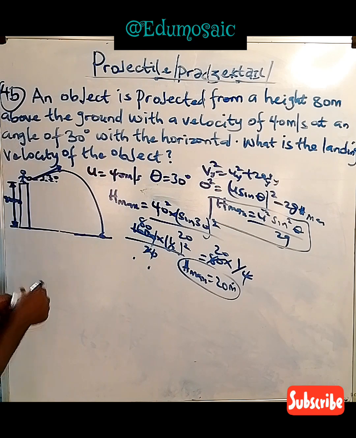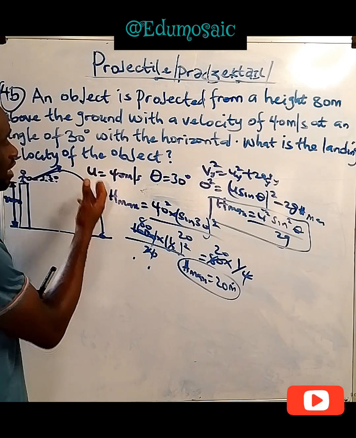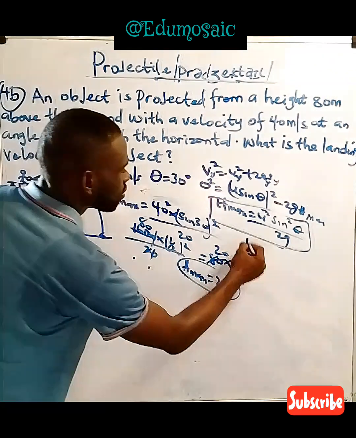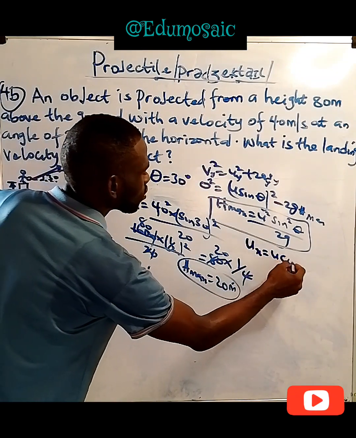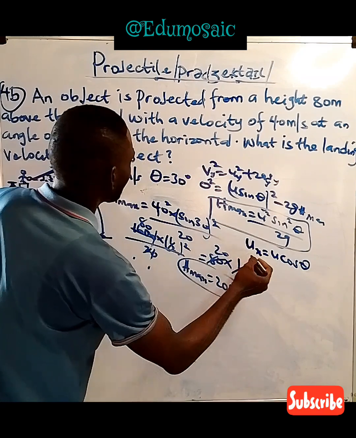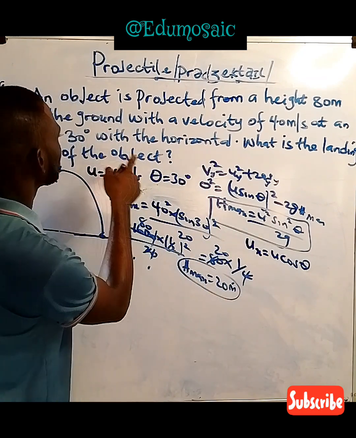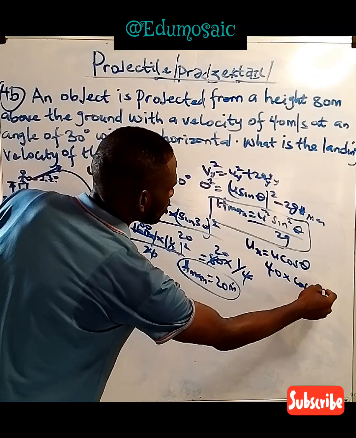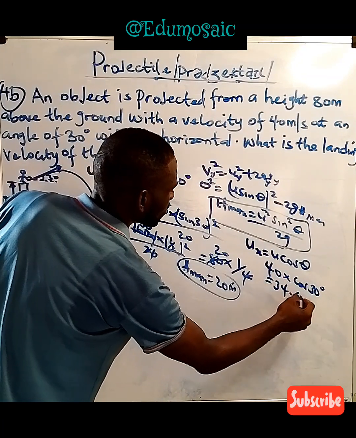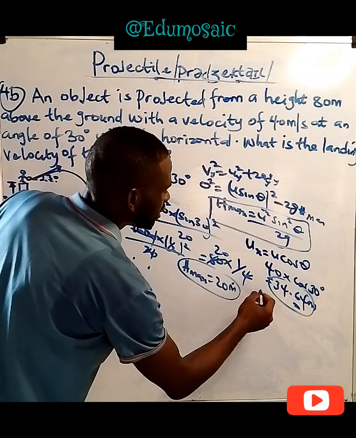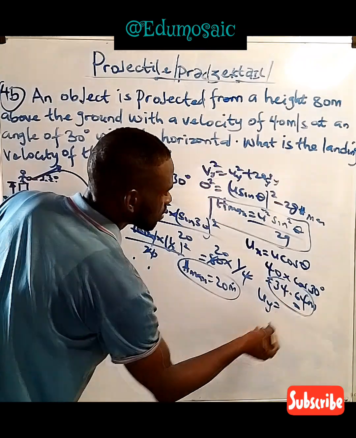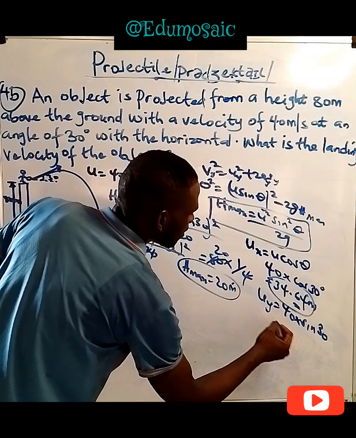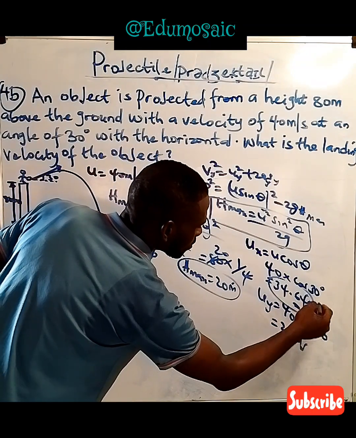Don't forget, we can easily get our components of the initial velocities. The initial velocity along the x-axis is u cos theta. So what is that? It's 40 times cos 30 degrees. We end up having 34.64 meters per second. While the initial speed along the y-axis is 40 times sine 30, which is 20 meters per second.